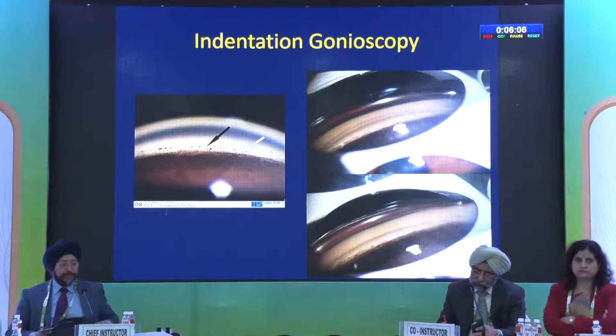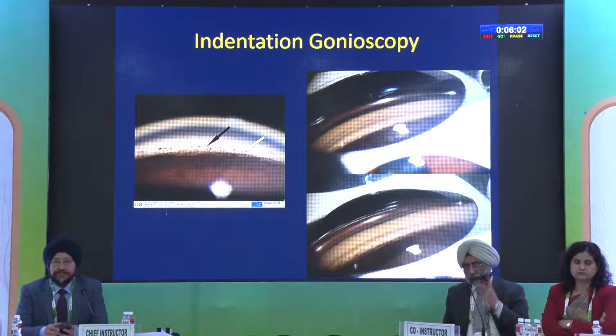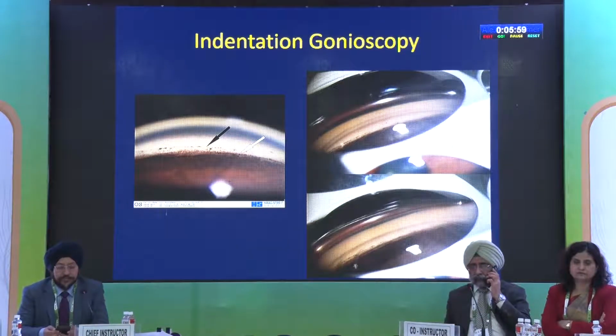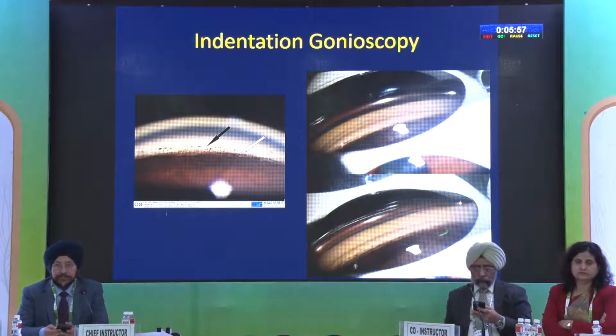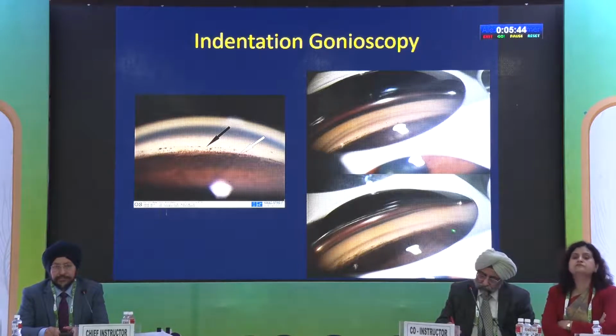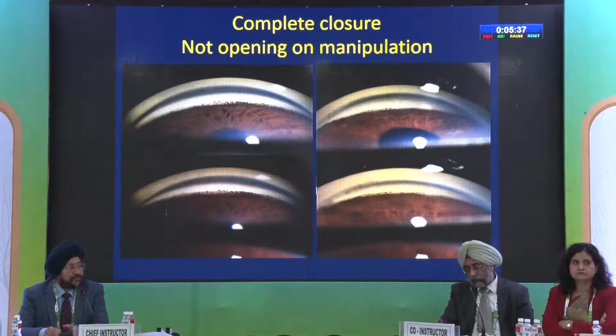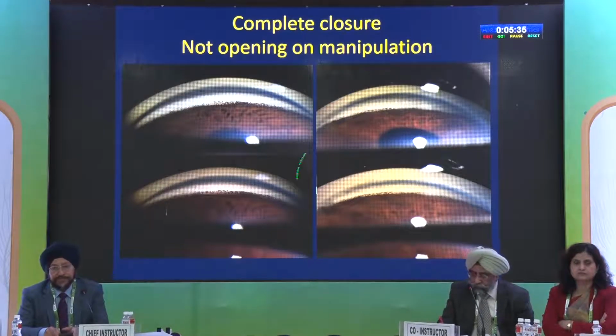Now, indentation gonioscopy is done using the small well gonioscopes, the Zeiss type gonioscopes, where the gonioscope rests over the cornea. Once you press the gonioscope onto the cornea, you will be able to see some corneal folds, as you can see here, and the trabecular meshwork which was not visible here becomes visible and the angle opens up. This helps you differentiate between appositional versus permanent synechial closure that can be present. In permanent synechial closure, on manipulation as well as indentation, no angle opening is seen.